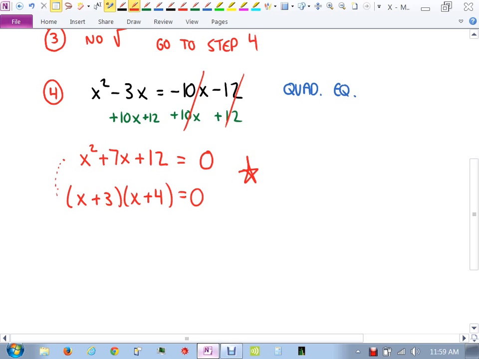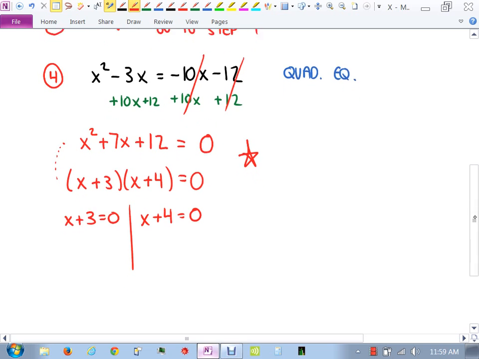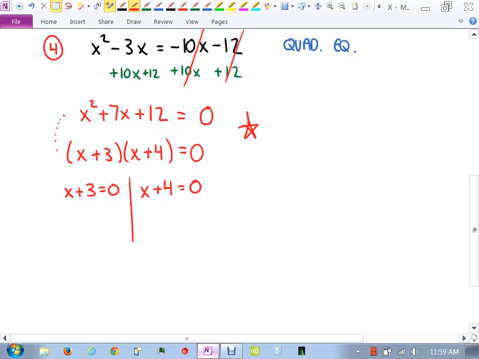Once you're here, what do you do? That's right. Set each factor equal to 0. So you take your x plus 3, set it to 0. You take your x plus 4 and set it equal to 0. And then solve these two equations. Those are both what we call little miniature linear equations. You just subtract 3 and subtract 4, and you get two answers. -3 and -4.